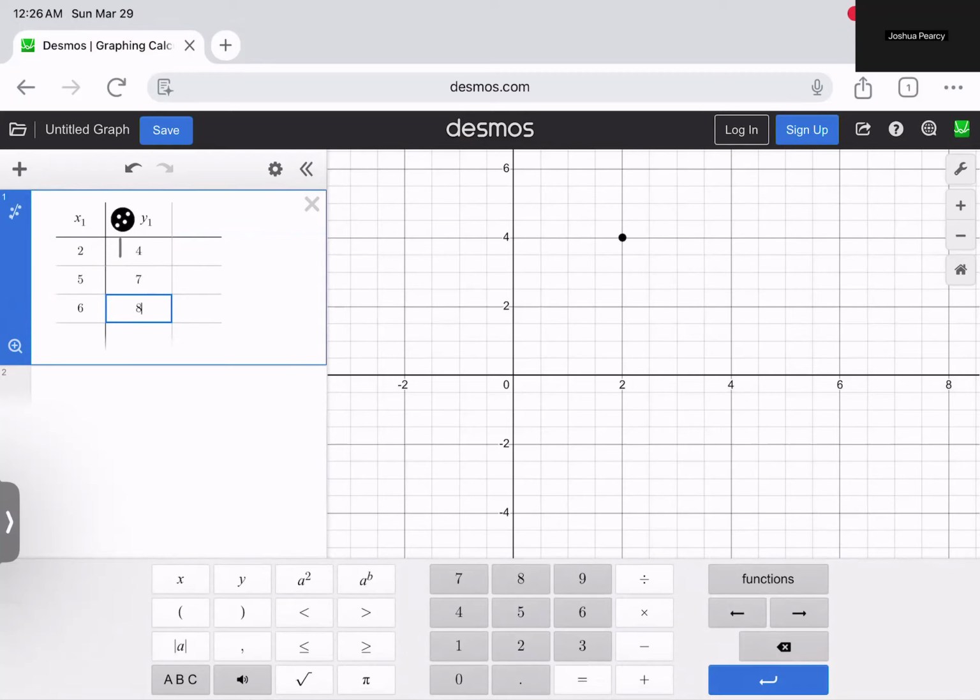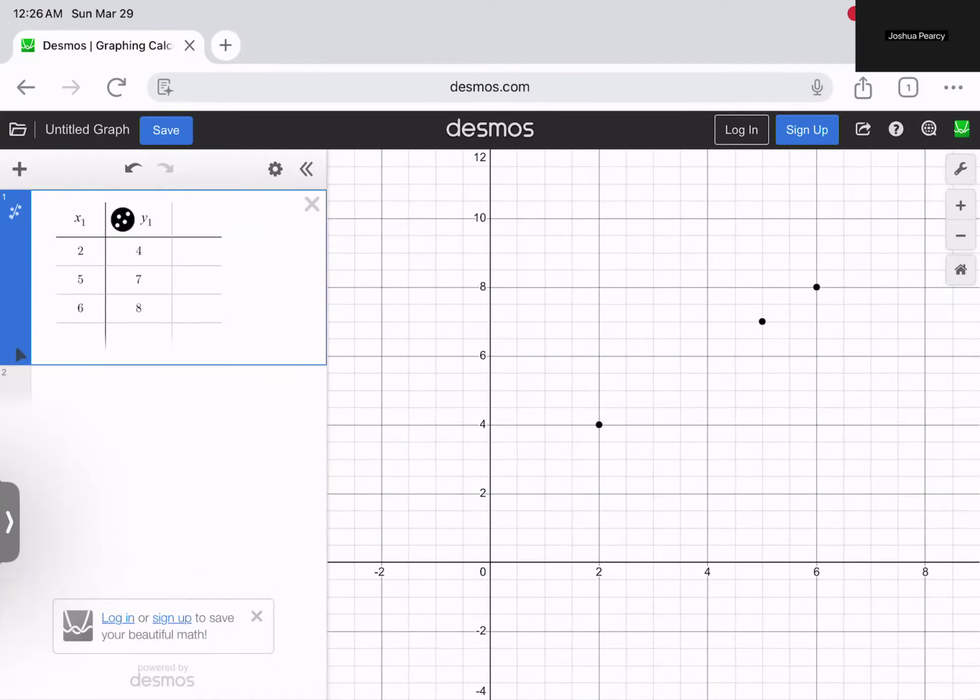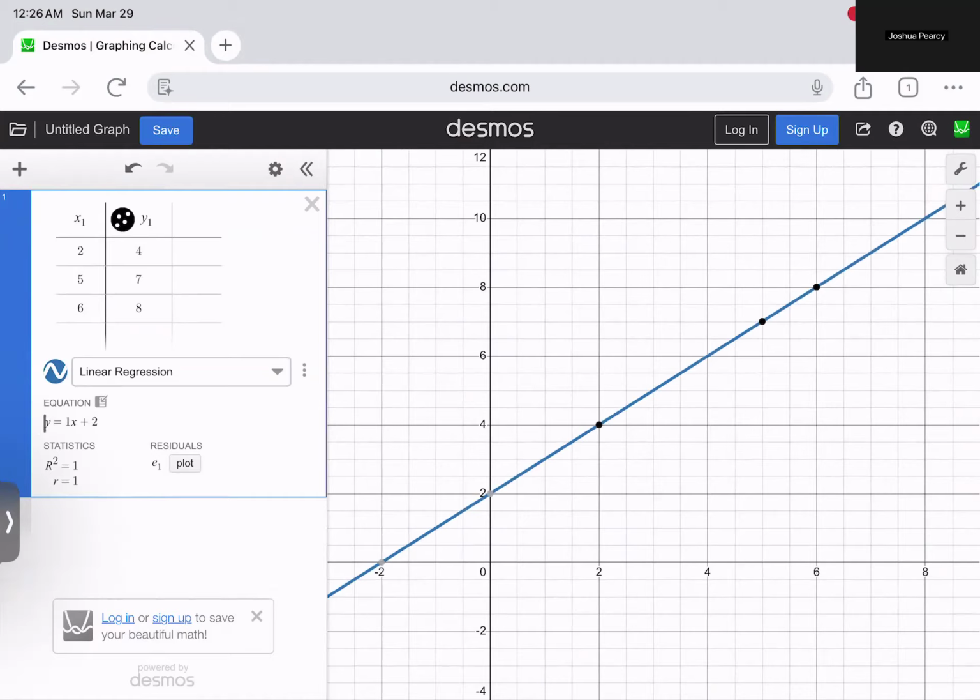This first ordered pair was 2, 4. The second was 5, 7. The third was 6, 8. And this little magnifying glass here, the zoom fit, will make it where you can see all the data points in a good window. Now what I can do is add a regression by clicking this thing in the top left-hand corner of the box, hit add regression. By default, it's going to put a linear regression on here, and that's what we want.